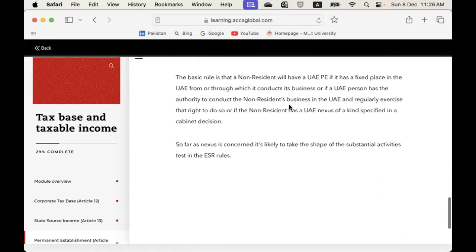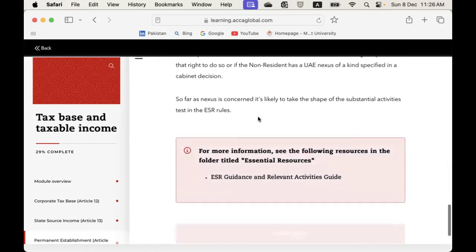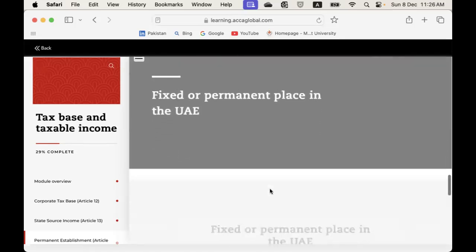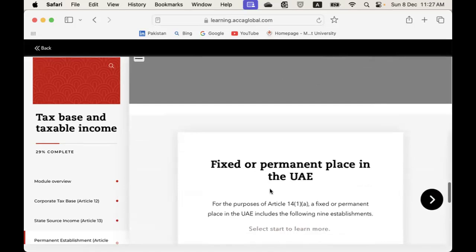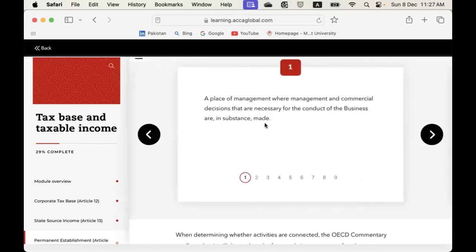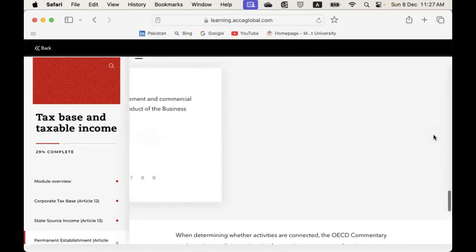The basic rule is that a non-resident will have a permanent establishment in the UAE if it has a fixed place of business. Okay, repetition. Still being repeated, fixed or permanent place of business. This we just read in Article 14 in detail, but still let's do a review. A place of management where management and commercial decisions that are necessary for the conduct of the business are in substance made.